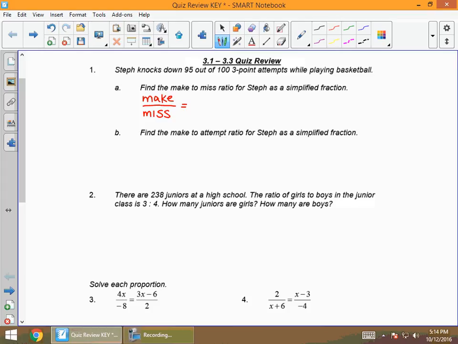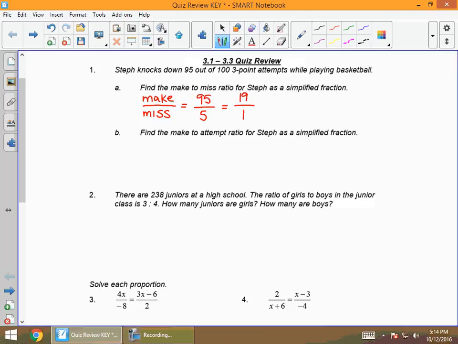Okay, so this ratio can be written using numbers. It says that he knocks down 95, so that's 95 makes. And how many does he miss? Well, if he takes 100 of them and he makes 95, that means he misses 5 of them. And it wants this written as a simplified fraction. So they are both divisible by 5. 95 divided by 5 is 19, and 5 divided by 5 is 1. So that ratio is a 19 to 1 ratio.